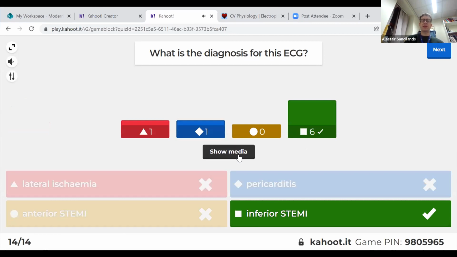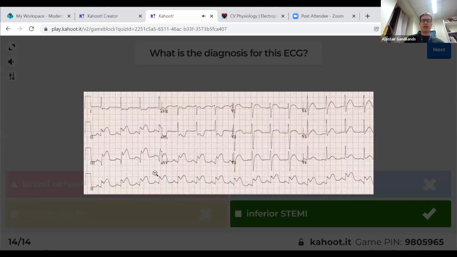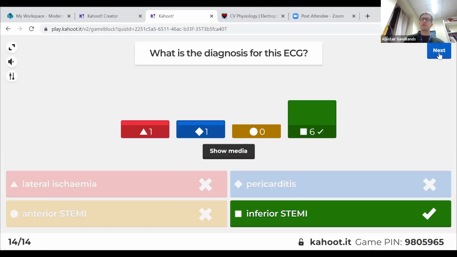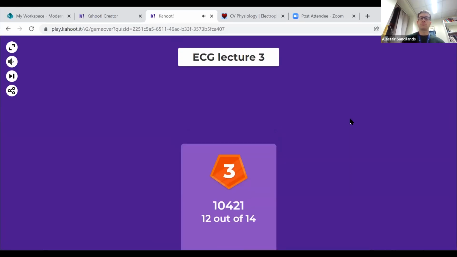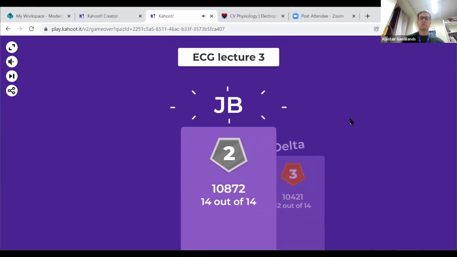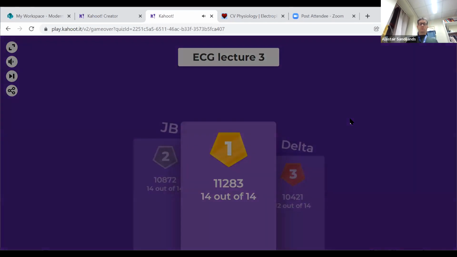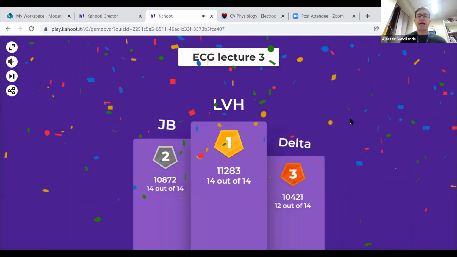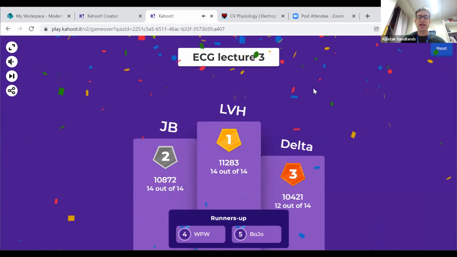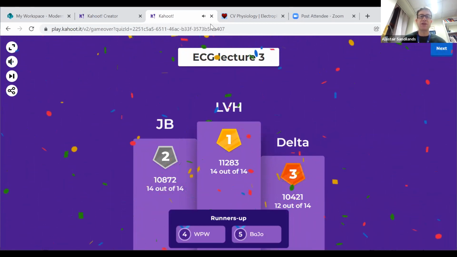Yep, so it's an inferior STEMI, 2, 3, and AVF ST elevation, and lateral ST depression. Okay, so that's your inferior STEMI. An apt winner for tonight is LVH. LVH, very good. An ST-T wave change.